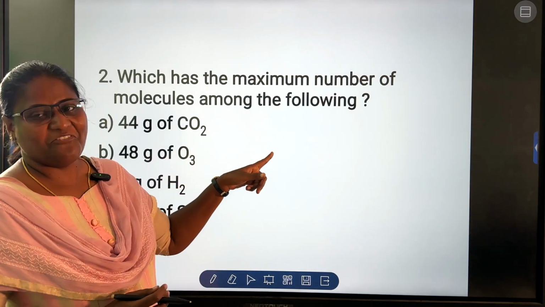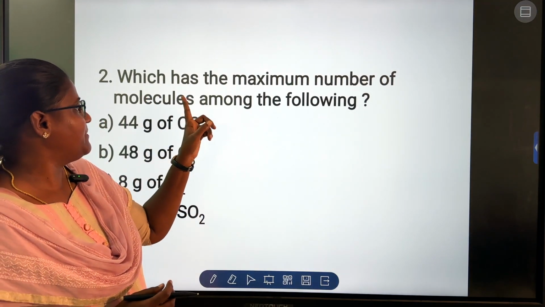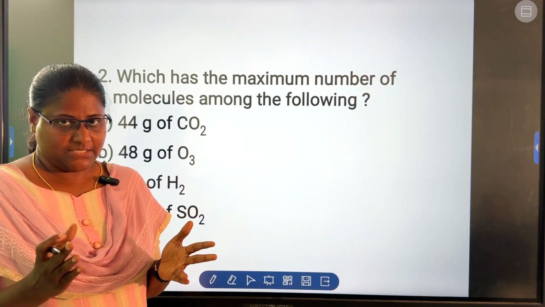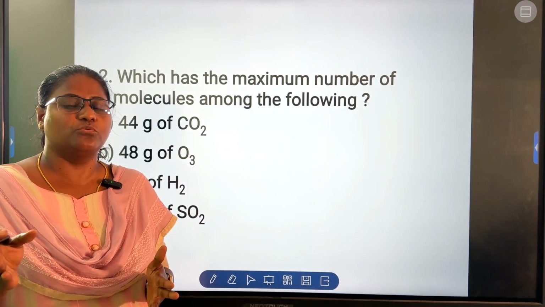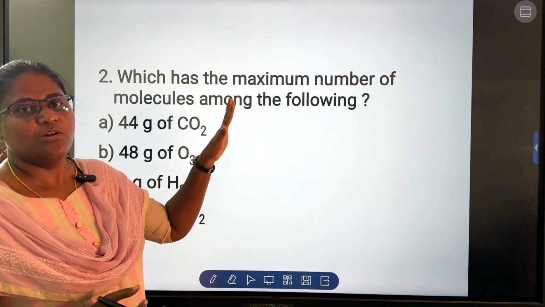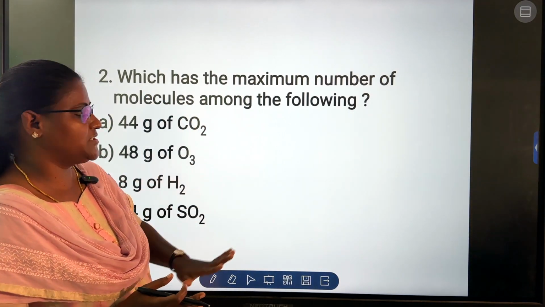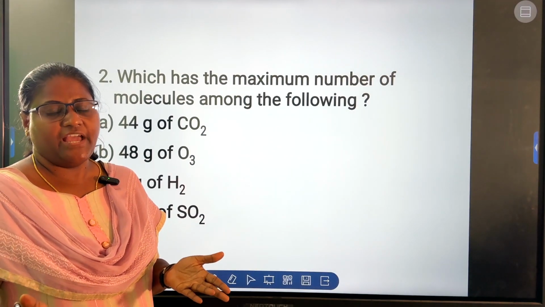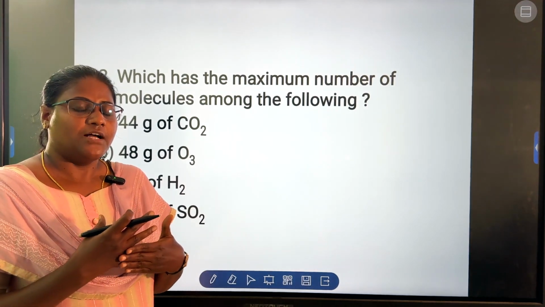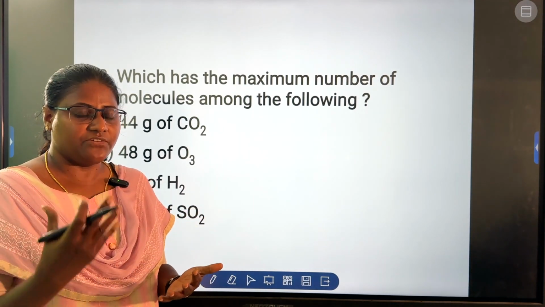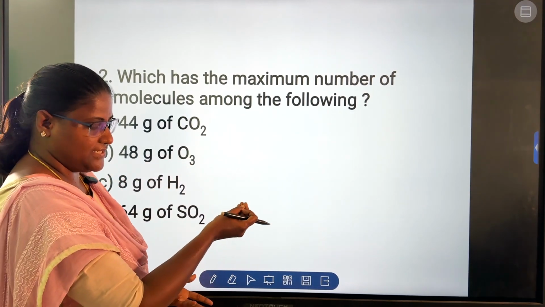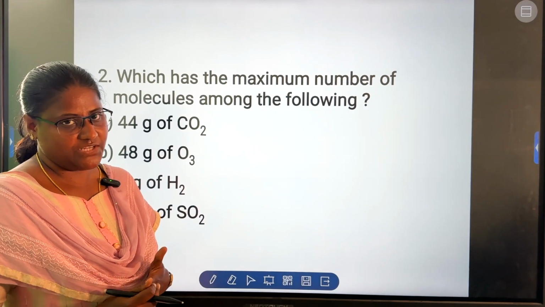So the second type of problem says: what is the maximum number of molecules present in the following? In the first question, we correlated the number of atoms to a particular mass, and in the second problem, it asks what is the maximum number of molecules present in the following. Again, we have to go for the mole concept, which has 3 formulas. Again, you may have haphazard feelings about which formula to use, but don't go into all those things. We can simply calculate this using the same direct and indirect variation in mathematics.